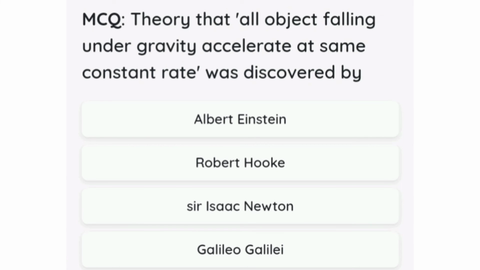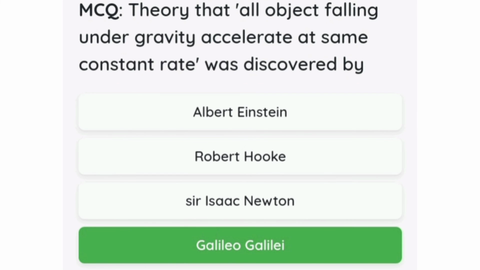And the next we have: the theory that all objects falling under gravity accelerate equally was discovered by. So who was the scientist who discovered that it is independent of the mass in the absence of any frictional force? The right answer is Galileo.